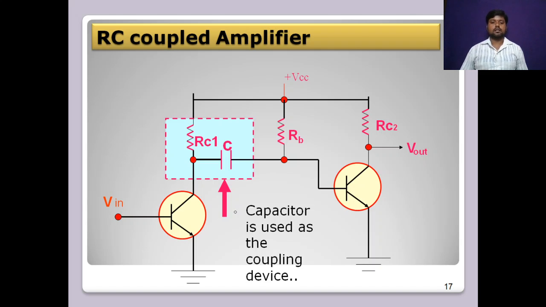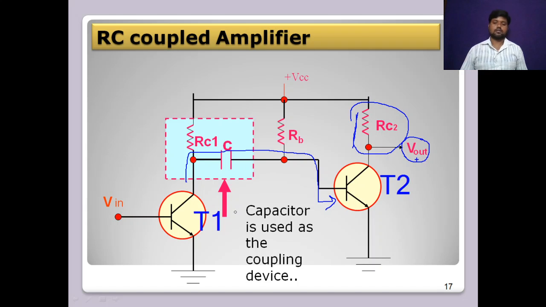The output of transistor 1 is given to transistor 2. The output of transistor 1 through the collector resistor RC is now connected to the base of transistor 2. Now the further amplified signal appears across RC2, which is the output of this second stage of the transistor.